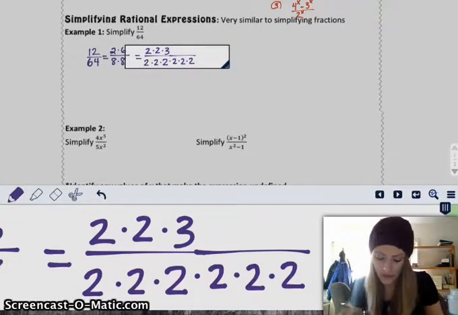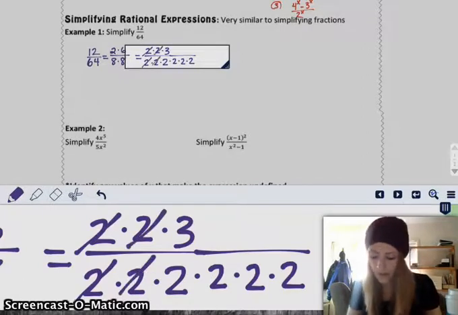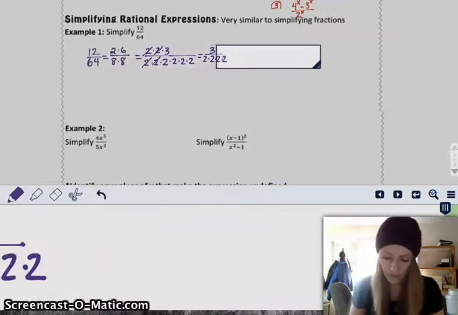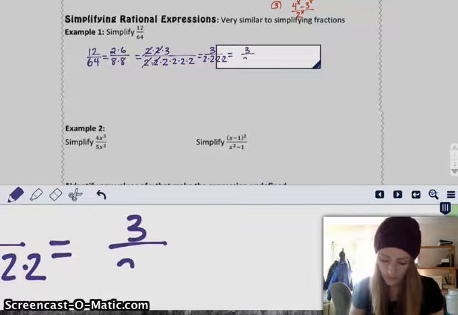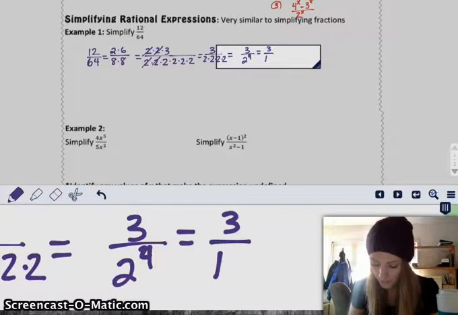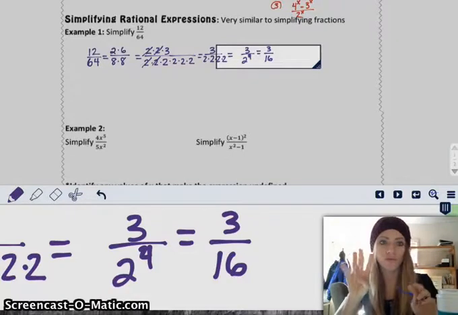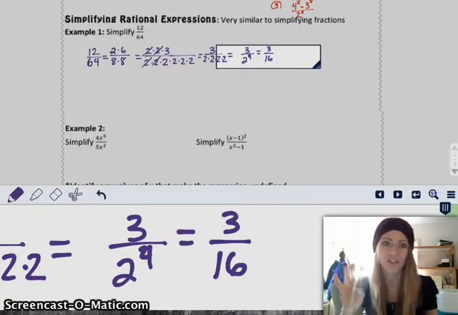So then you've got 2 times 2 times 3 over 2 times 2 times, and so on. As long as it's all multiplication, you can cancel out a 2 and a 2, a 2 and a 2, and then you're left with 3 over 2 to the 4th power, which is 3 over 16, right? 2 times 2 is 4, times 2 is 8, times another 2 is 16.